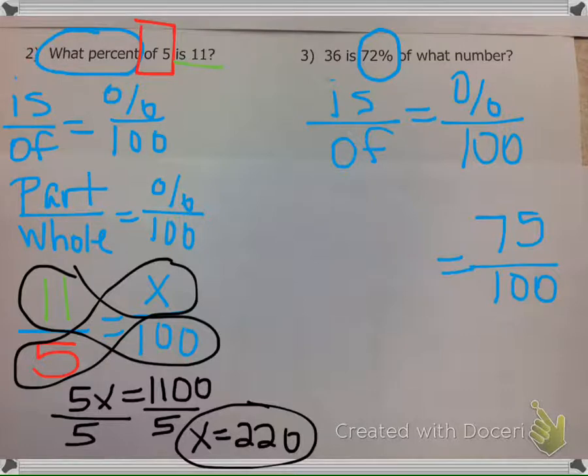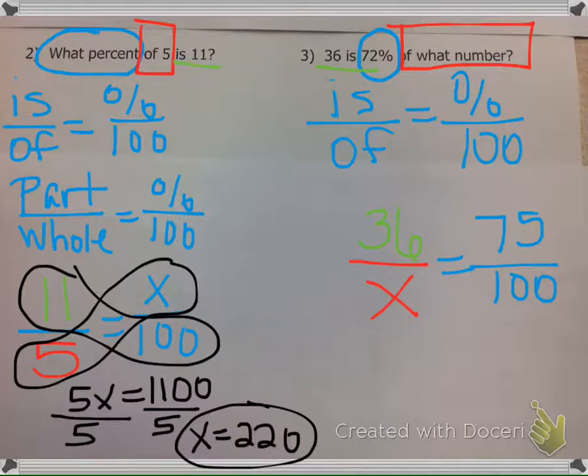Okay, then we have 36 is 72% of what number? And I told you before that the of is always after the word of. So of what number? Well, I don't have the of here, so that's obviously going to be my x. And then we're left with 36 is. Okay, and then we're going to solve that.